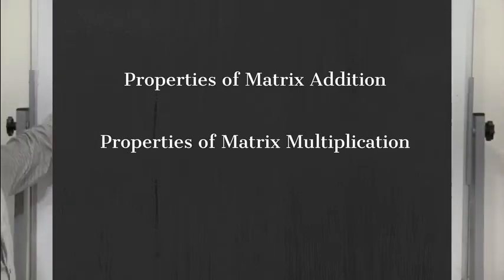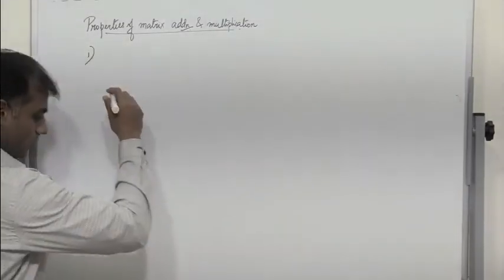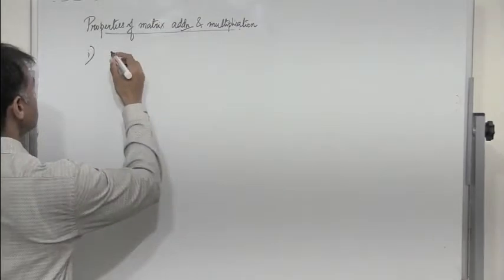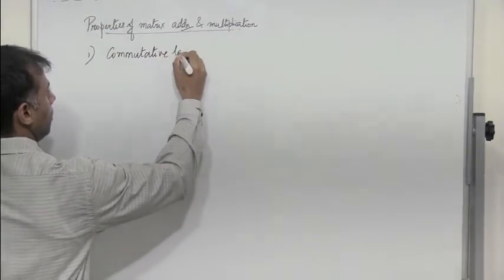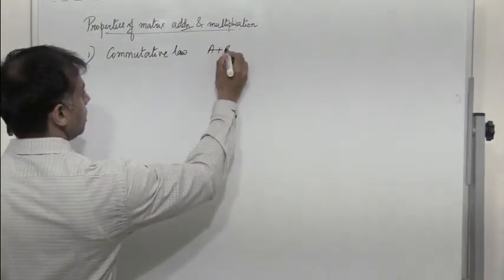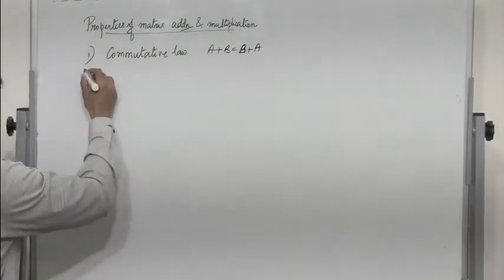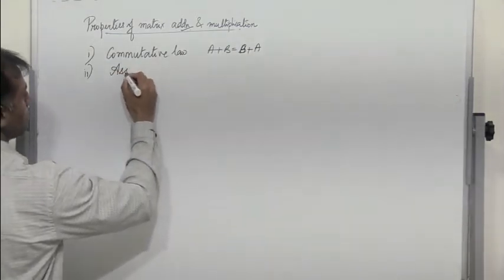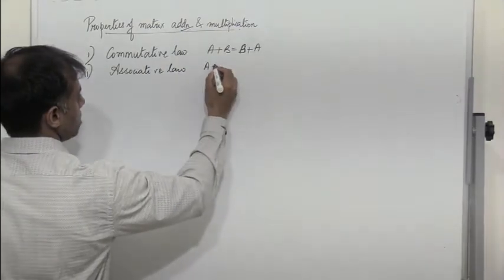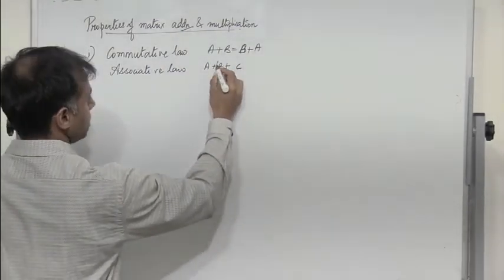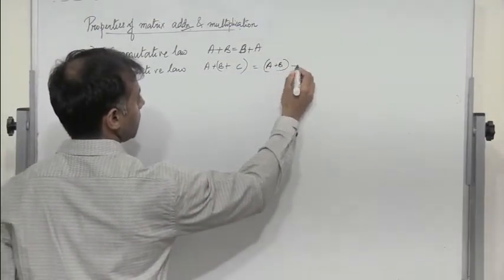Let us discuss some of the properties of matrix addition and multiplication. What are the properties of matrix addition? The first one, commutative law. So I have matrix A plus B is definitely equal to matrix B plus A. And 2, associative law. So we have matrix (A plus B) plus C is definitely equal to A plus (B plus C).